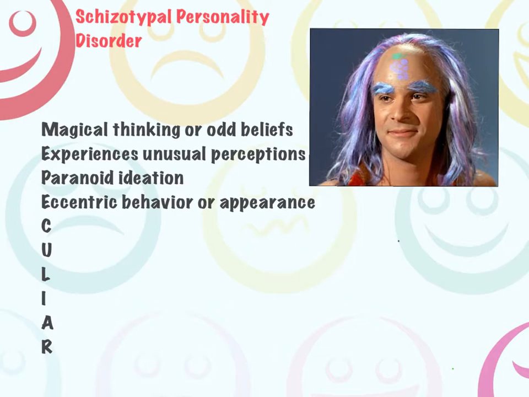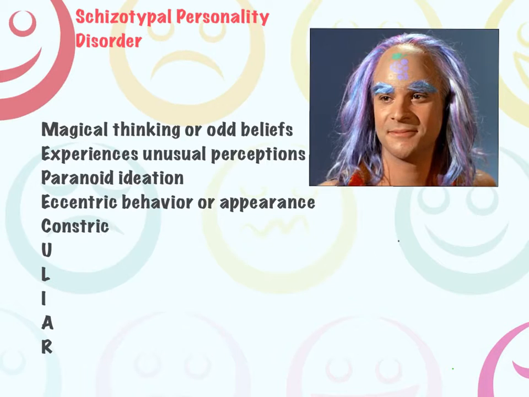Eccentric behavior or appearance, these are people who go to Star Trek conventions dressed up as their favorite character, and they think there's nothing wrong walking around like that. So, you might see people with body modifications who might have a little schizotypal personality disorder. And that would not be unusual.